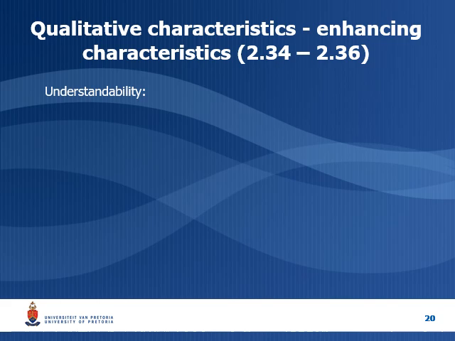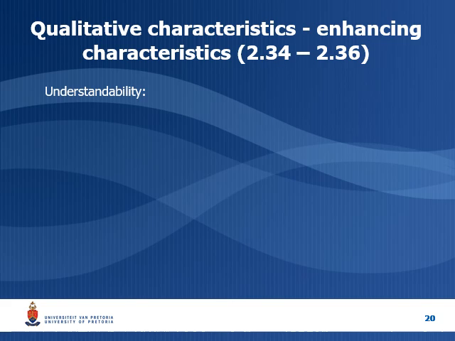The last enhancing characteristic is understandability. Financial information should be easy to understand. But what happens if transactions and events are so complex that you cannot make it easy to understand? Should these transactions then be excluded from financial reports to make the reports easier to understand?